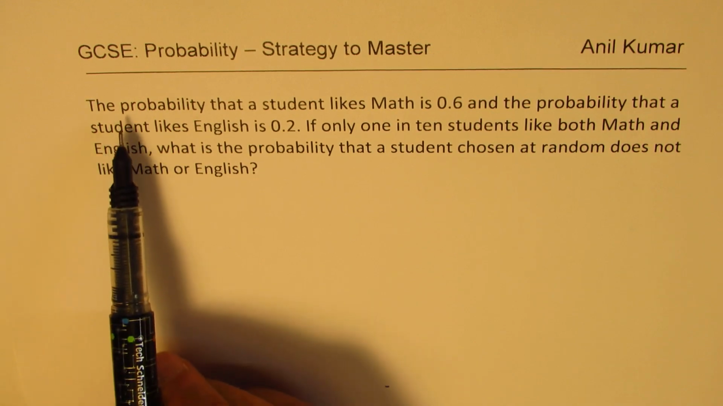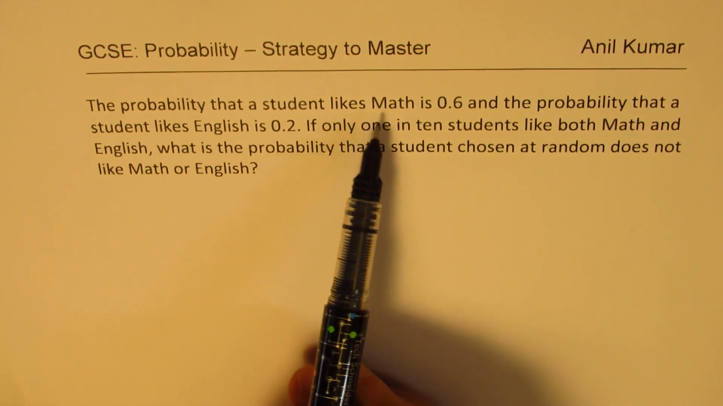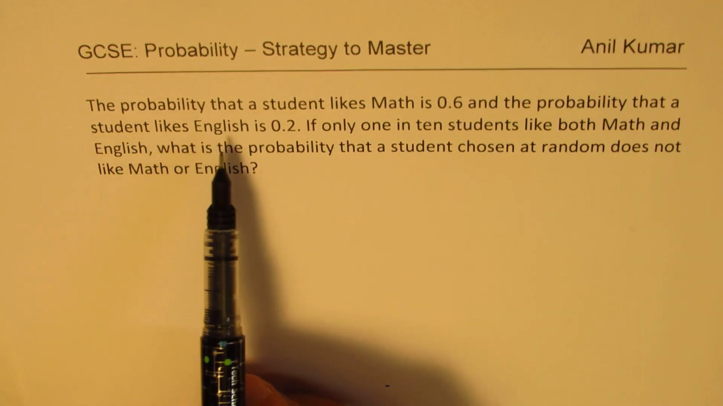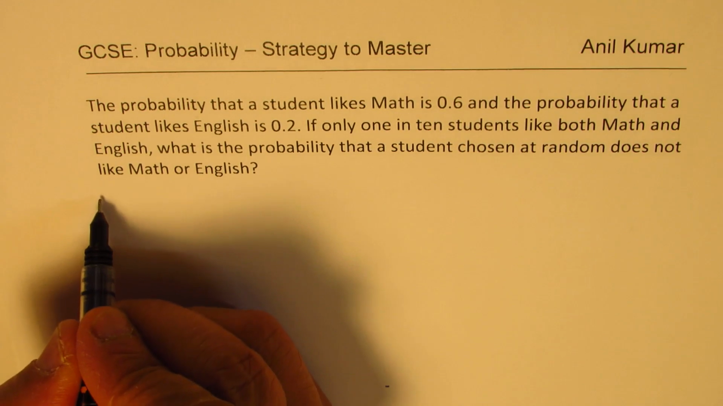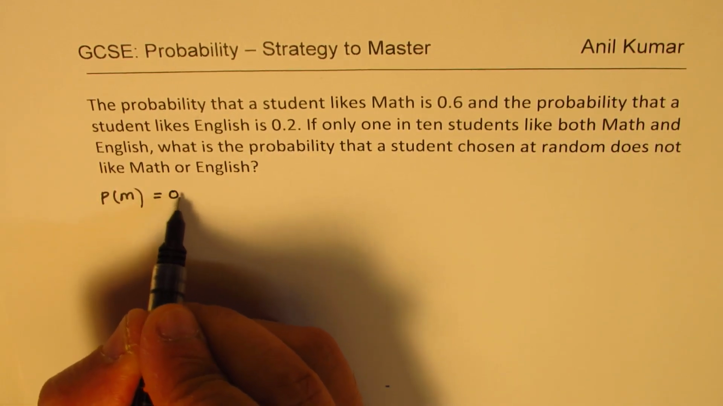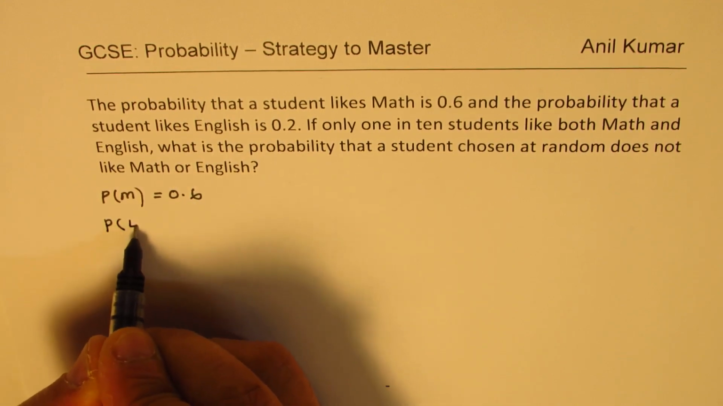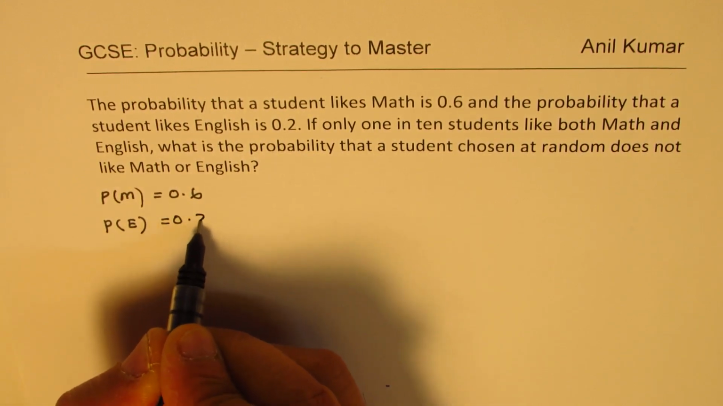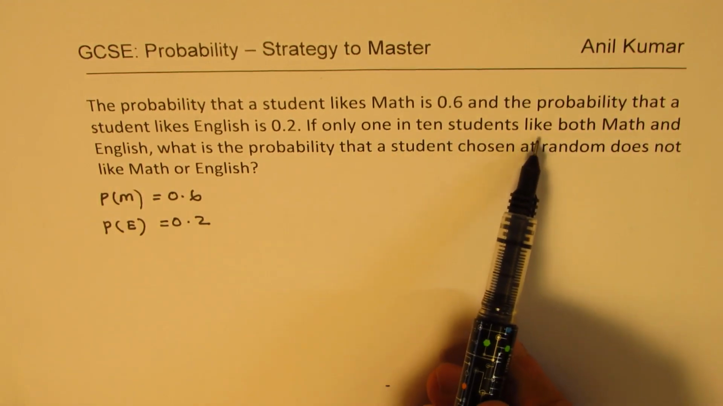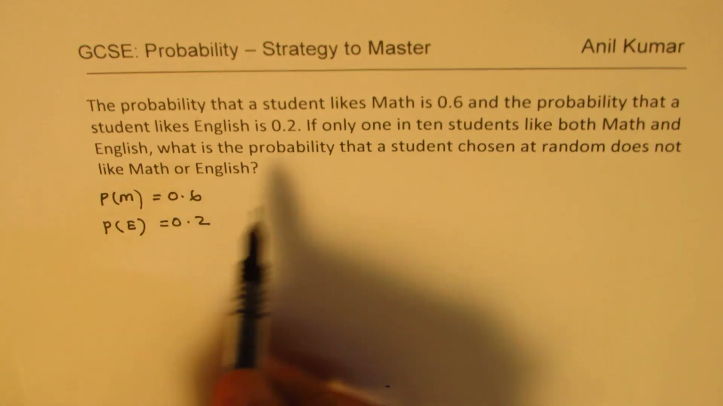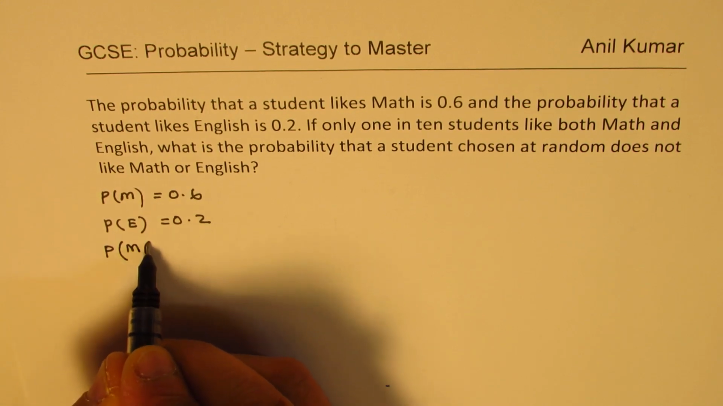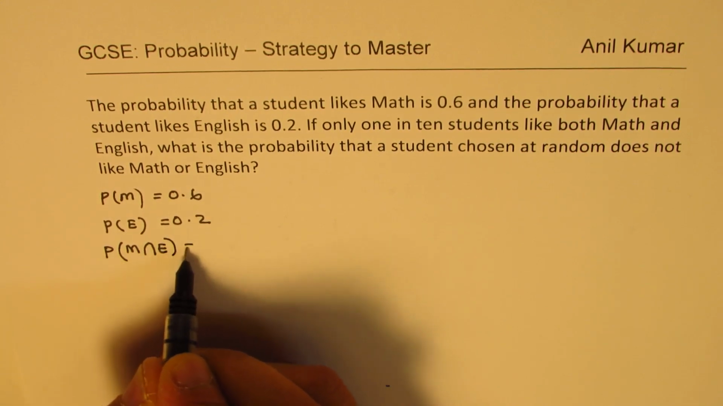The question here is the probability that a student likes math is 0.6 and the probability that a student likes English is 0.2. We're saying probability for math, so let's say liking math is 0.6 and probability for liking English is 0.2, right? If only 1 in 10 students like both math and English, so both means probability that math intersection English, that means both, is 1 in 10.